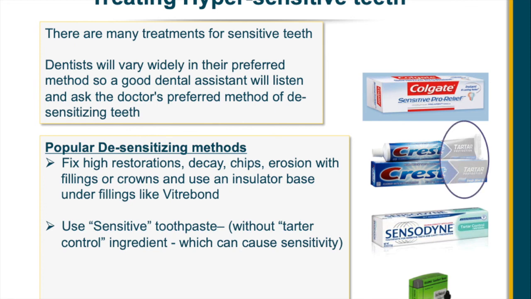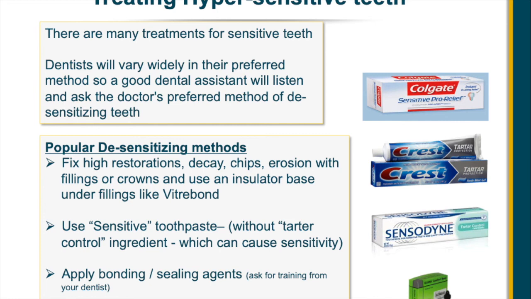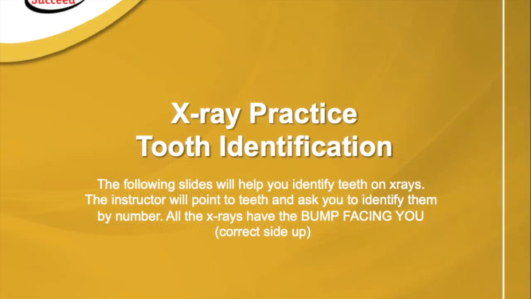Sensitive toothpastes are common. I don't recommend anything with tartar control or whitening because those toothpastes tend to be more abrasive, and so I recommend that the patient not use tartar control or whitening toothpaste, especially if their teeth are sensitive. So you can apply bonding agents or sealing agents, and your dentist again will have his or her own preference on what sort of materials to use.